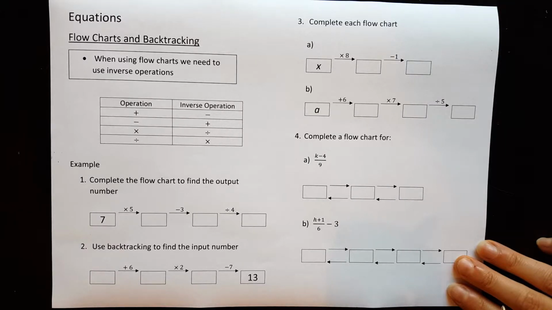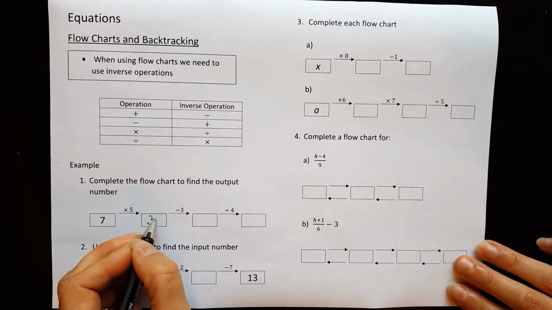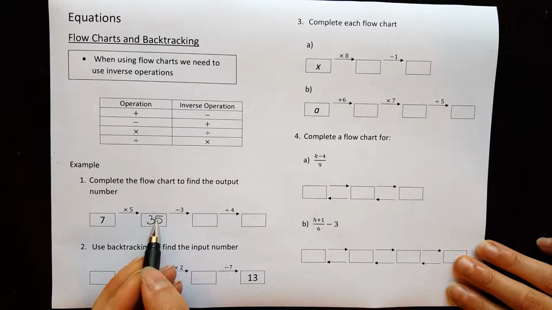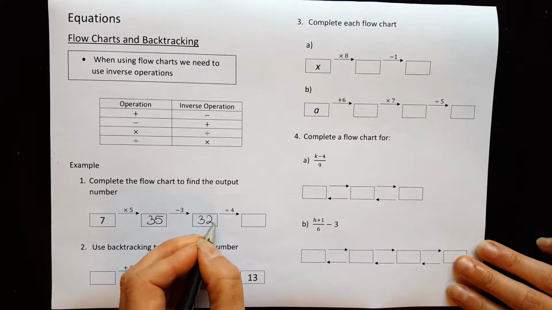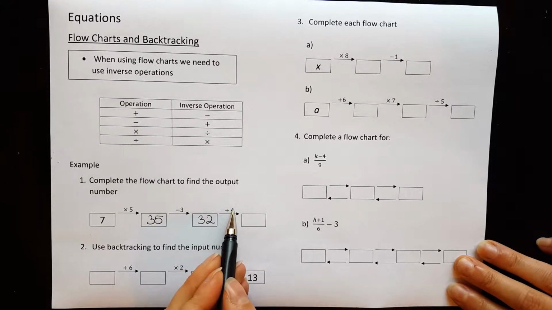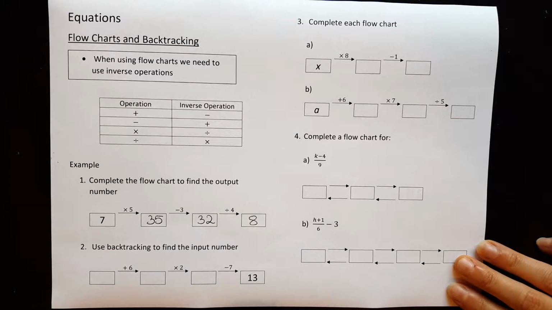Okay, so looking at the examples, complete the flowchart to find the output number. What we want to do is follow the instructions through this diagram to find the final number. So if we start with 7, the first thing we're told to do is multiply that by 5. That gives us 35. Then the next instruction is to subtract 3, which would be 32. And then we want to divide by 4, which would give us our final answer, which is 8. Okay, that's going forwards through the flowchart.